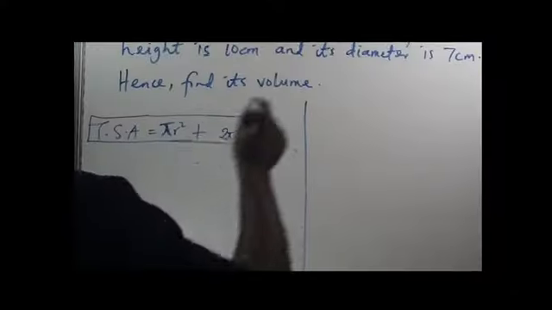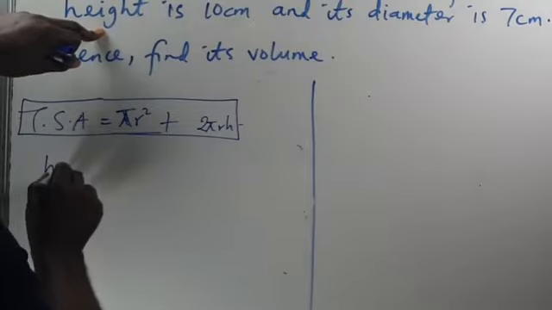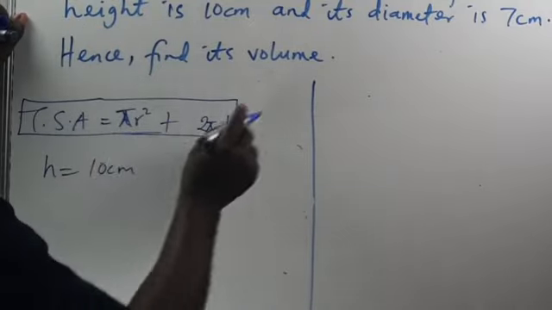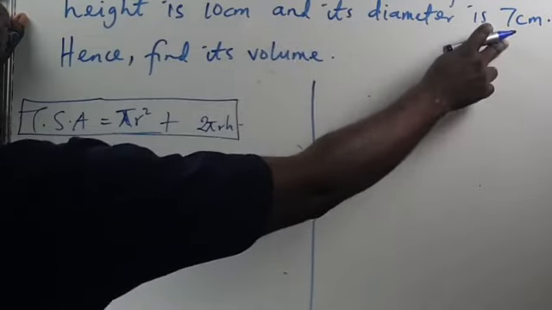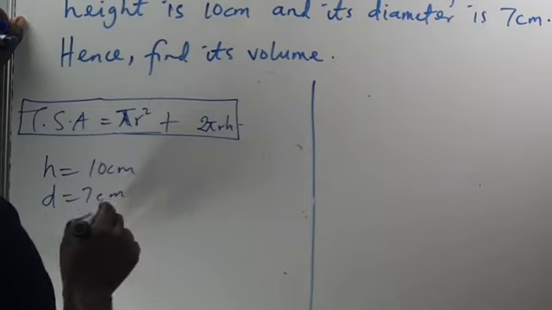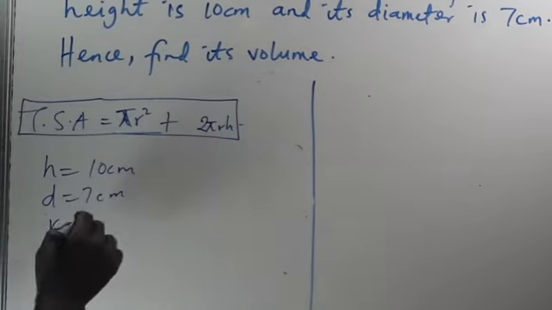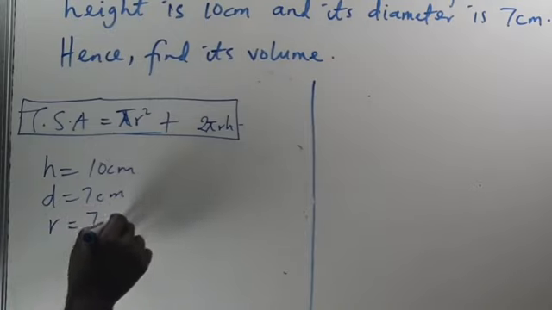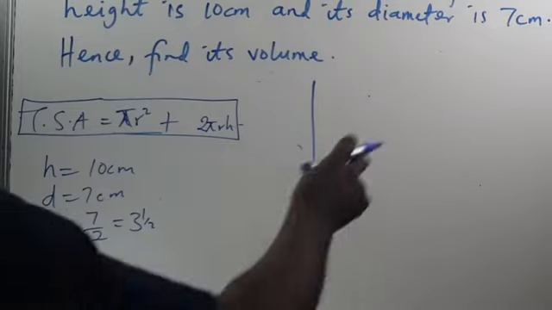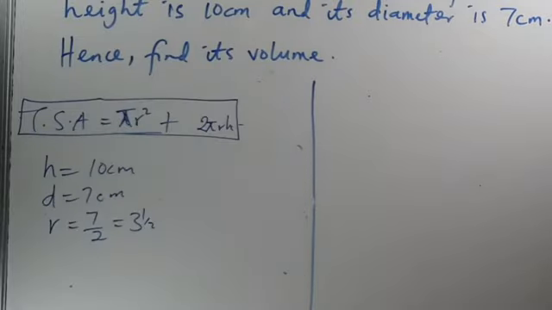So let's read further. If its height, which is h, is 10 centimeters, and its diameter is 7 centimeters. So radius will then be, radius is diameter divided by 2. That is 7 divided by 2, which is 3.5. Right? And that's all. So hence, find its volume. So that's what we want to use.